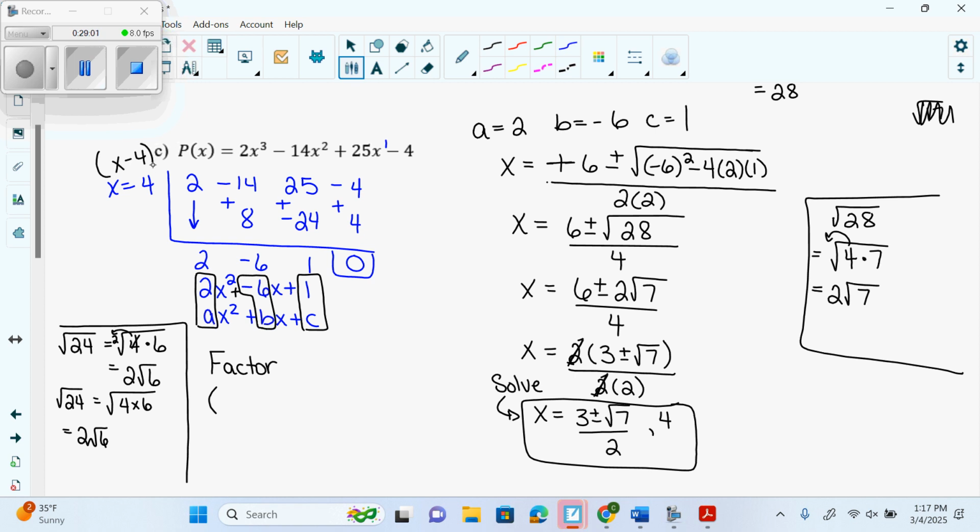x minus 4 times 2x squared minus 6x plus 1. That's it. Because can I factor this? No, that would be as good as it gets. So if I actually asked you to factor, that would be the answer. I would have a linear and a quadratic factor, and I'd be done.